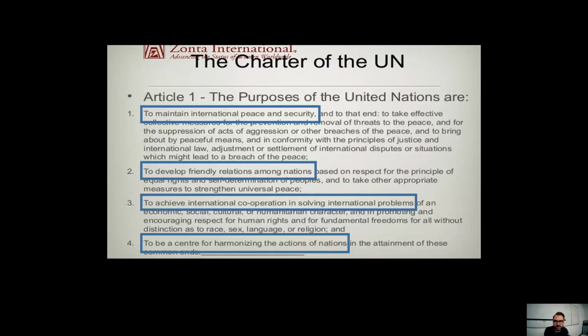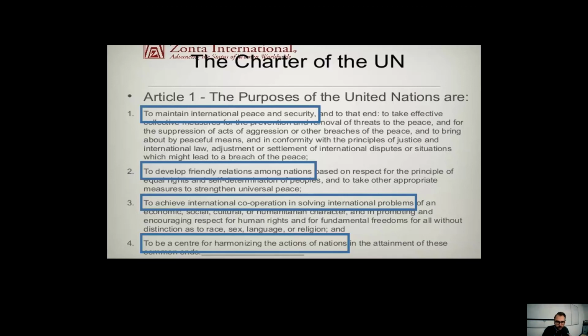We're going to be thinking about poverty and climate change. Okay, and really that rolls into that final one, to be a center for harmonizing the actions of nations. Does it make sure that states are all working towards a global goal? And if not, what can it do to kind of correct those actions of states?